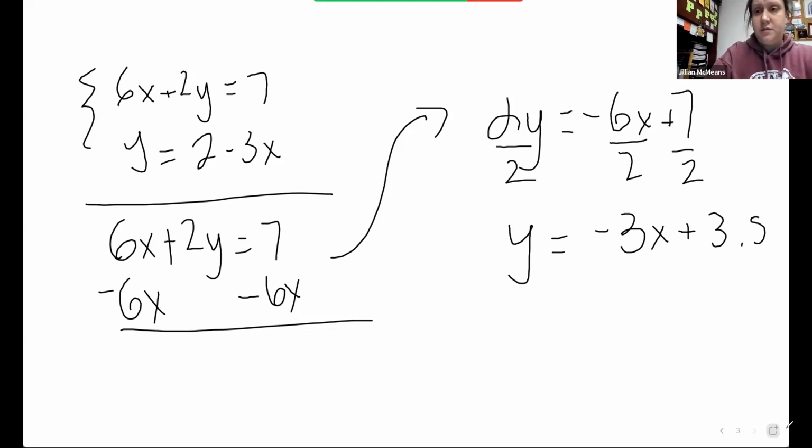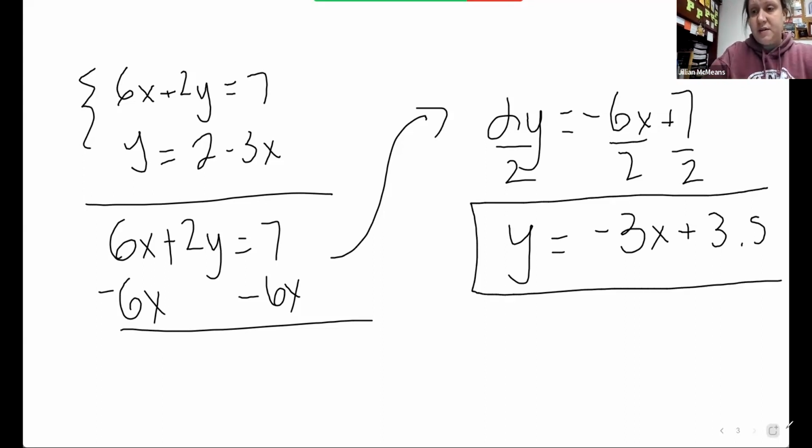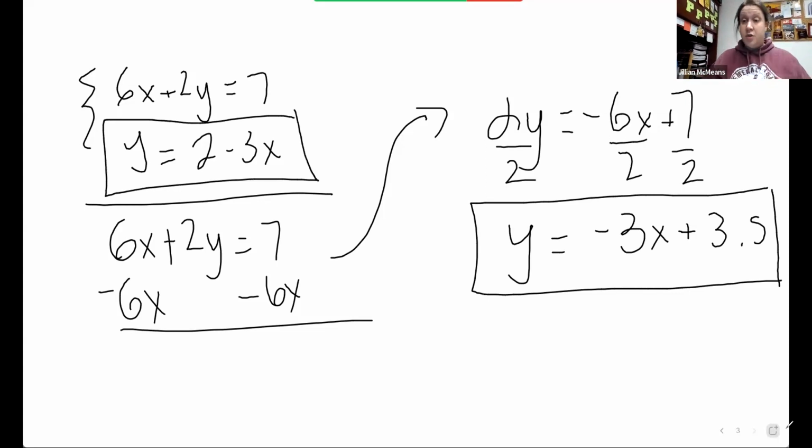For the sake of space and time, I'm going to put a square around them. Those are our two equations. So let me write down the first one really quick. I've got y equals negative 3x plus 3.5. That's the first equation. The second equation in the system was y equals 2 minus 3x. Okay, so pause this video for a second, and write down the two equations in boxes.